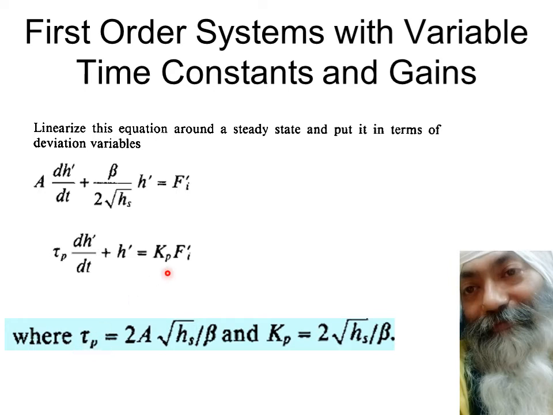But before that, some of you might be wondering, where did this come from? How did we linearize this equation? It was earlier beta into under root of h, and suddenly from beta into under root of h, how did it become beta upon 2, with this under root h going in the denominator, and instead we have h dash over here? How has this appeared suddenly?